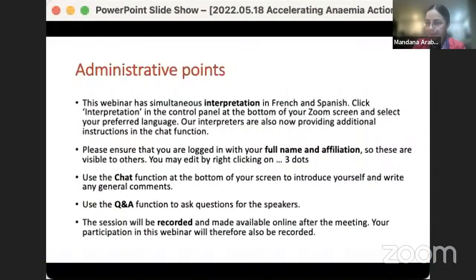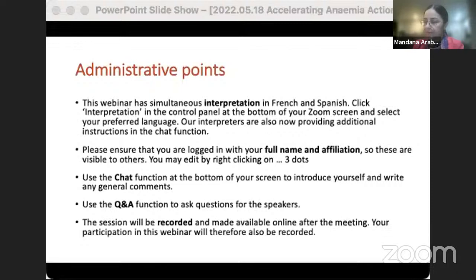A few administrative points. As I noted, we have simultaneous interpretation. Please also ensure that you're logged in with your full name and affiliation so that all the participants can know you. We are already building this alliance, so it would be good to know each other better. You can use the three dots that show underneath your picture and use the rename option to add your name and affiliation. You can use the chat function at the bottom, as I noted, to introduce yourself and write any general comments you have. You can also use the Q&A function to ask questions for speakers. The session will be recorded and made available online after the meeting, and your participation also will be recorded.